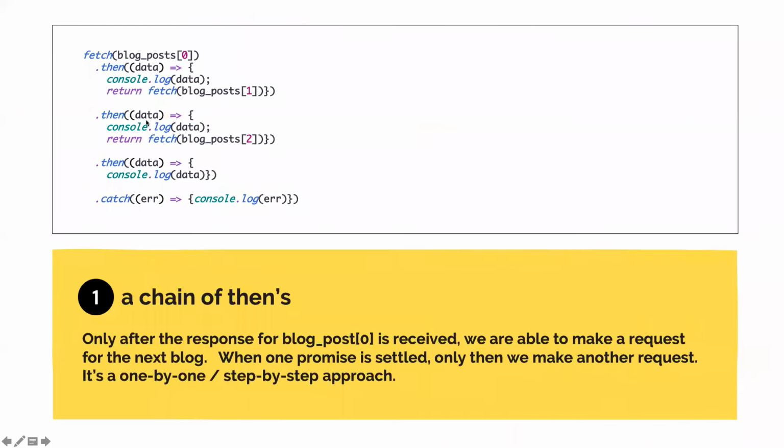The first is a chain of thens. Okay, so we fetch blog post 1, and then we get some data, and after we get that data, we make another fetch of the second post, and then another for the third. So we are chaining the thens. In this, we are able to make a request for the next blog only when the previous promise is settled. Even though this is not blocking anything, inside this chain we are dependent on the previous one.